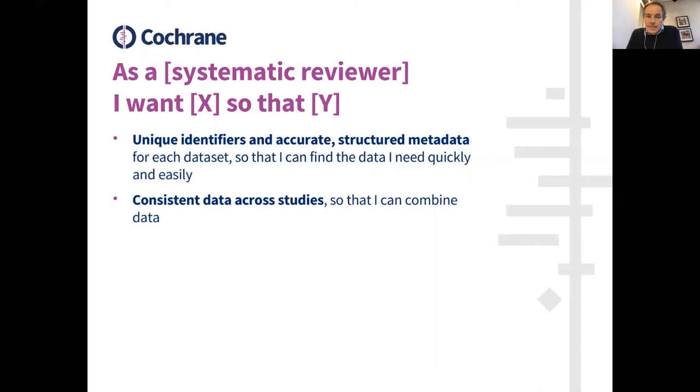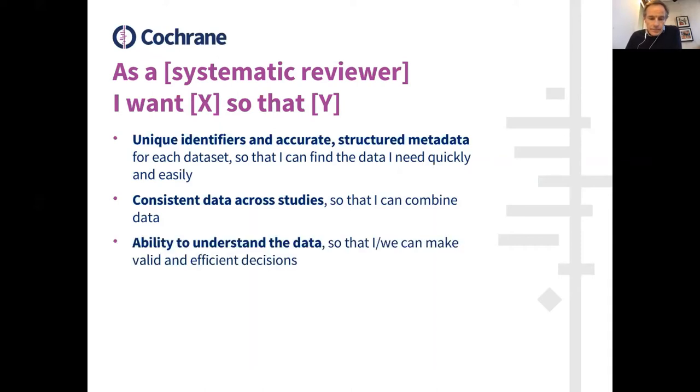Of course, I want consistent data across studies so that it's reasonable and appropriate to combine those data from different studies. I want the ability to understand the data so that, whether it's myself or a collaborative group, we can make valid and efficient decisions about the way we should be working with those data and how we should or should not be combining them. That may be in the form of a data dictionary, but also importantly, through the ability to have conversations with the original trialists.